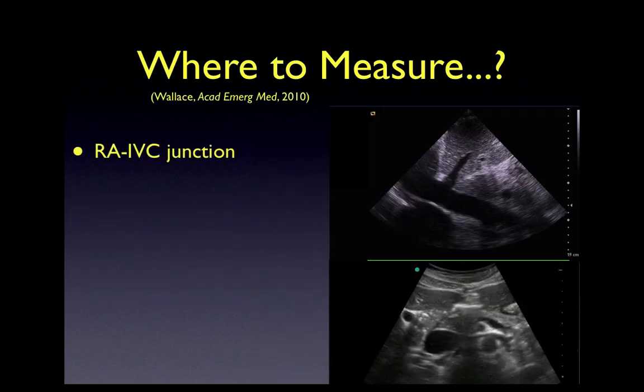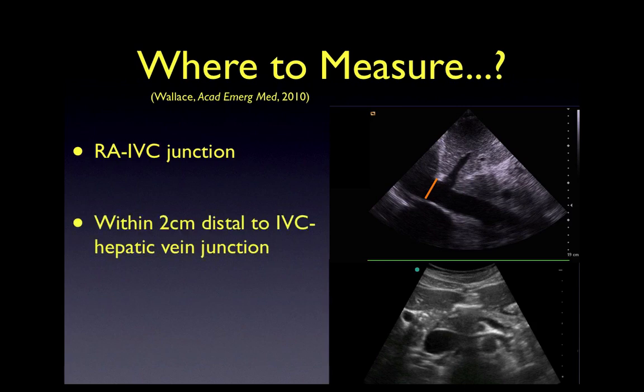Where to measure? Thankfully, Wallace and colleagues have actually studied where would be the best place to measure. In the literature, the three main areas which are commonly measured include the IVC at the RA-IVC junction, as depicted in the top still on the right, within 2 centimeters distal to the IVC hepatic vein junction. Here we can see the hepatic vein draining into the IVC, so we're going just distal to that.